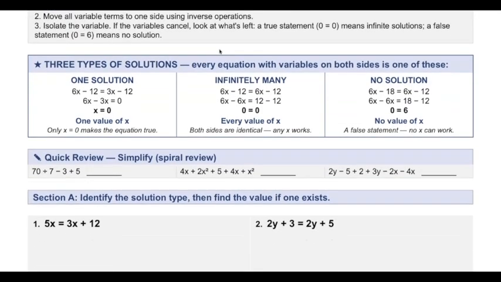When we solve equations in general, this is true of any linear equation: you can either have one solution. If you get a true statement, all the variables cancel out, we call that infinitely many solutions. And if all the variables cancel out, but you get a false statement, that's no solution. So all those are in play. So you get an answer, no solution, or infinitely many solutions.